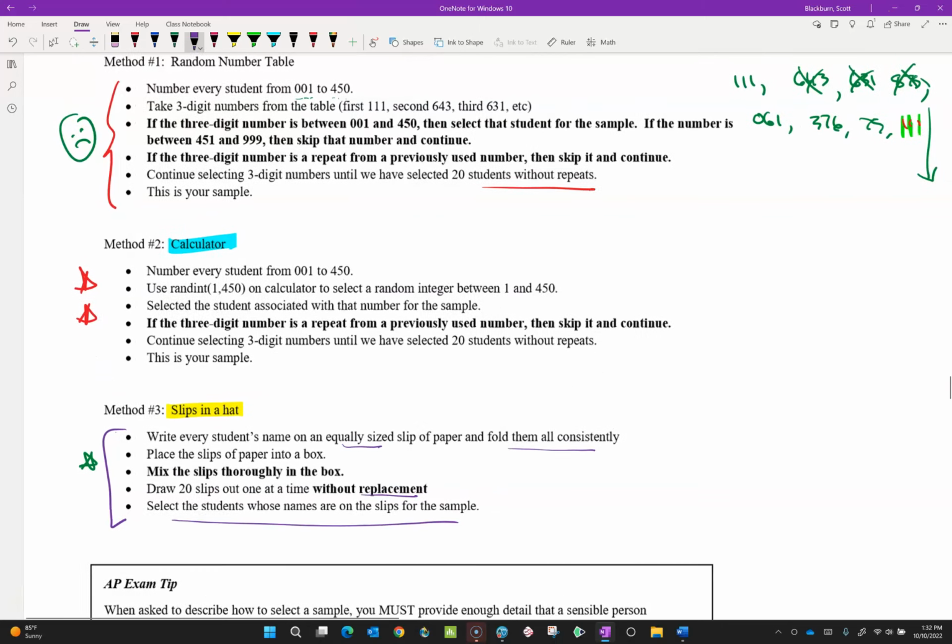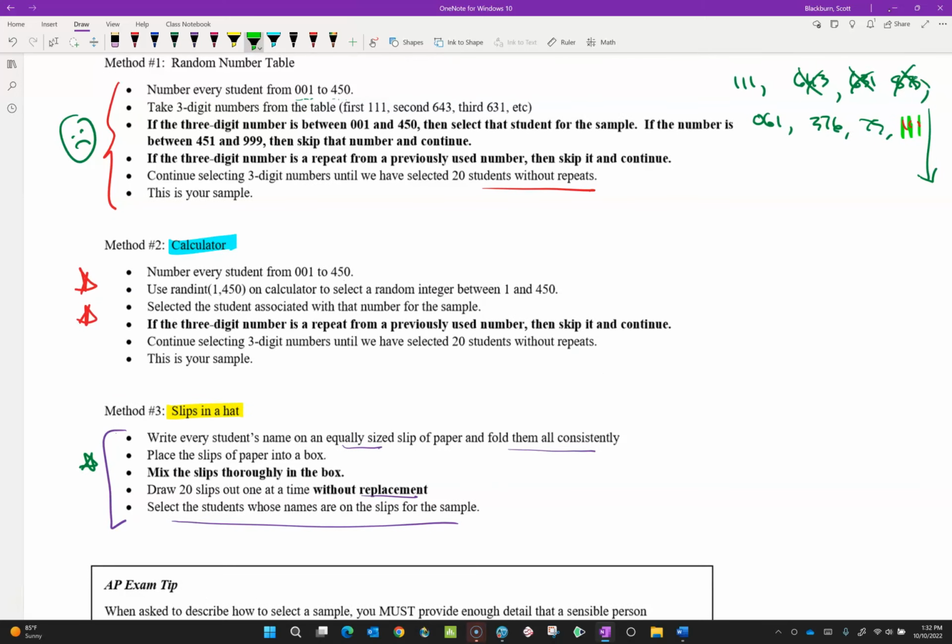You just need to have detail here. Like, you need to comment on repeats. You need to say that you're going to mix. I saw a question where they marked it off if you didn't explicitly say that you need to mix the slips of paper in the hat. You went from a 4 to a 3 if you didn't say that you're going to mix the papers in a hat. How insane is that?